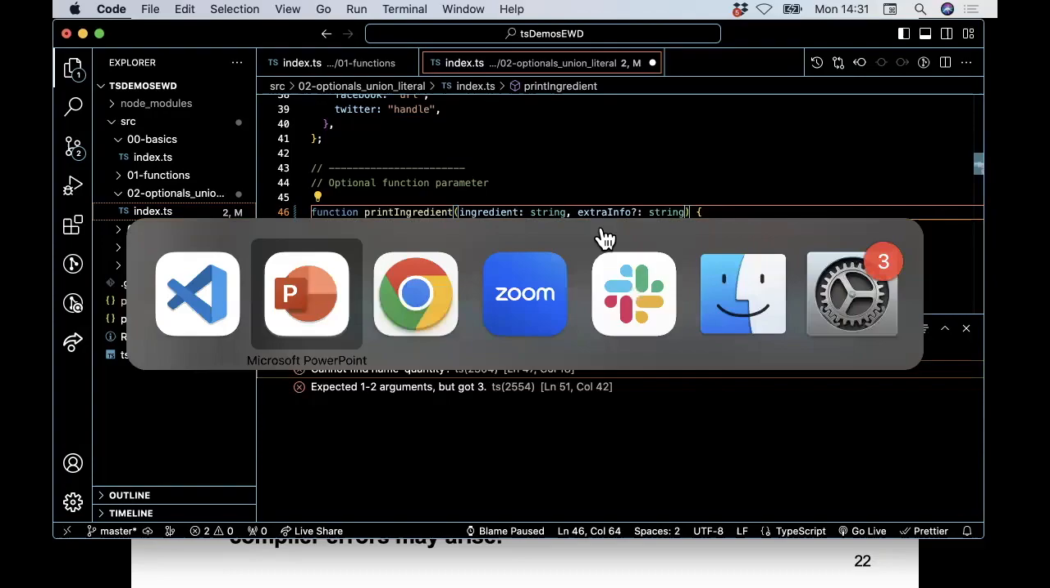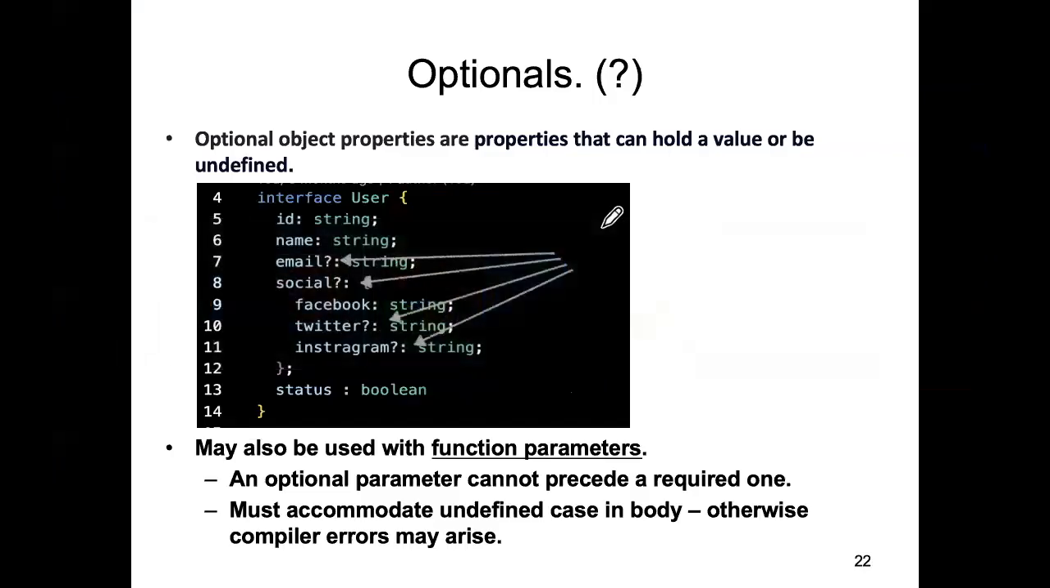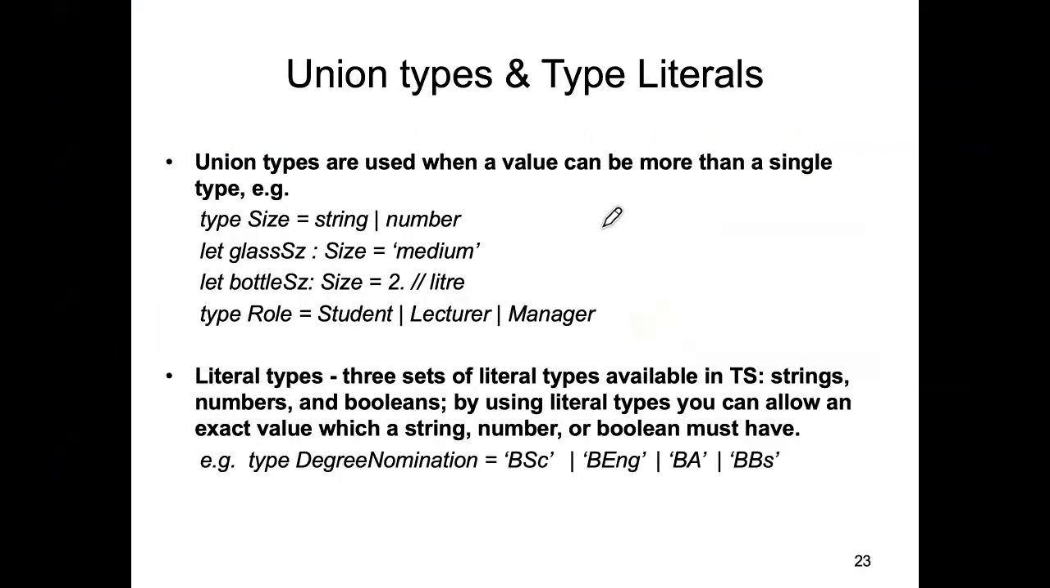Okay, that's that. Pretty straightforward. Union types and type literals. This goes back to type aliases again, and this is another use case for type aliases which interface data types do not support. Union types first.